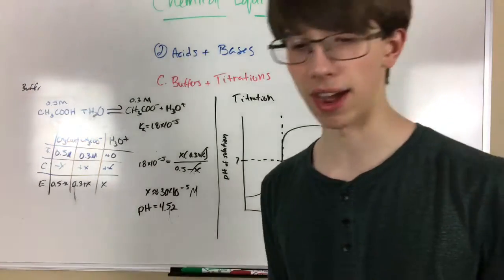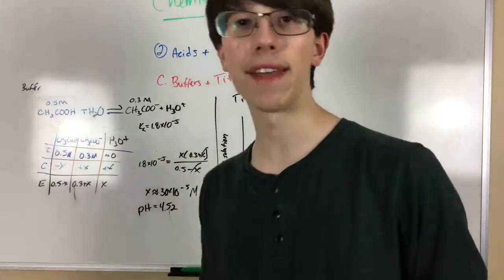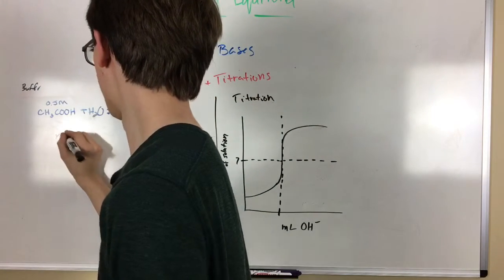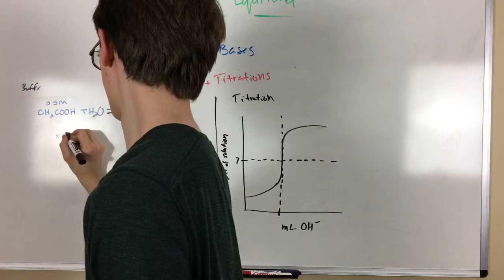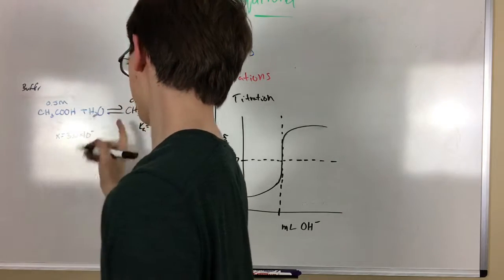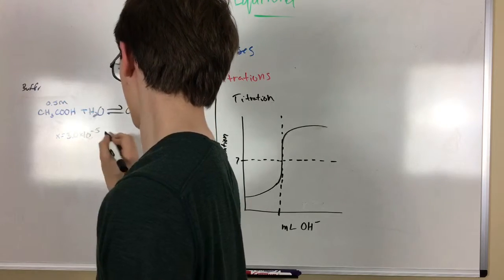But what's an easier way to calculate this without using this? Well, there's something called the Henderson-Hasselbalch equation. So we calculate our x. Our x was 3.0 times 10 to the negative 5 molar.